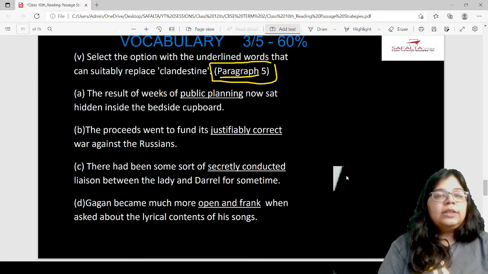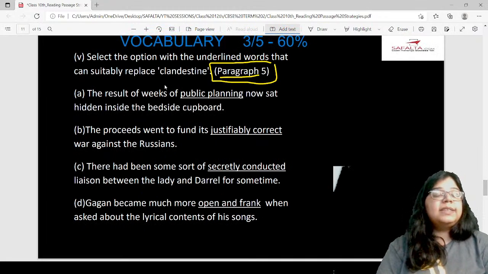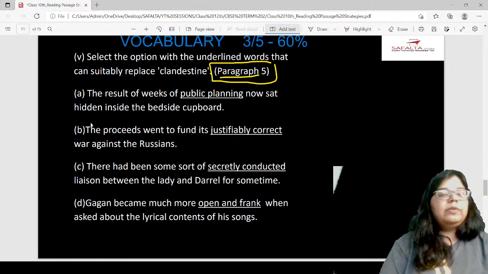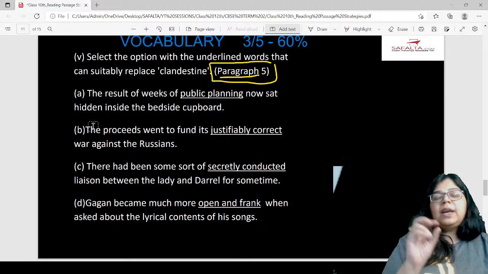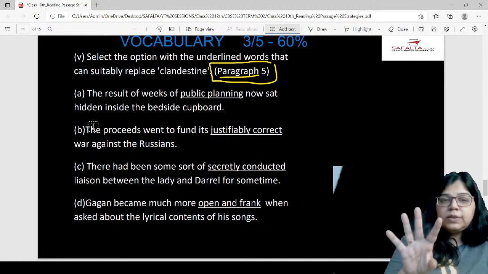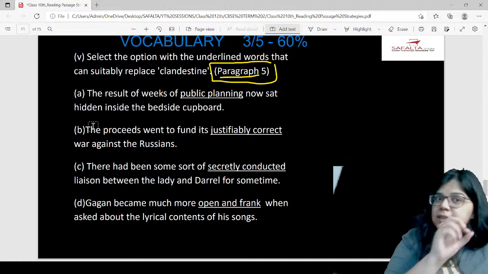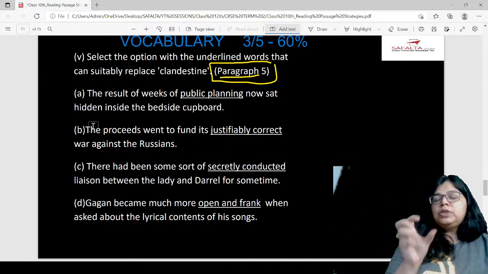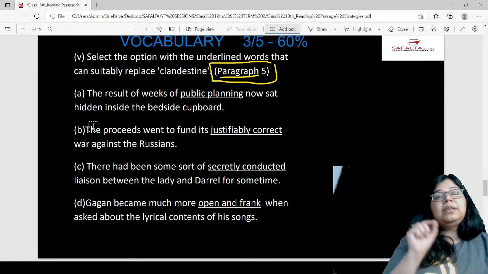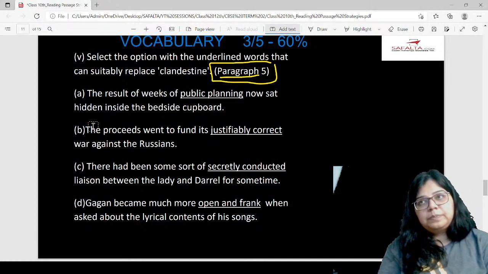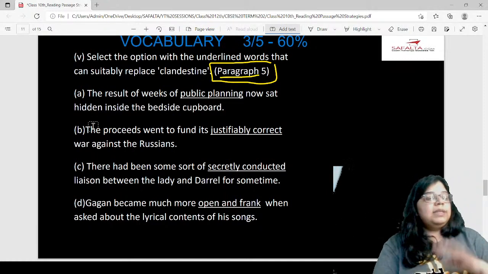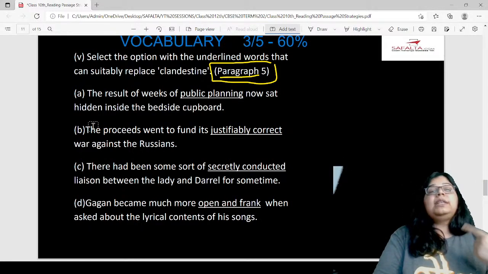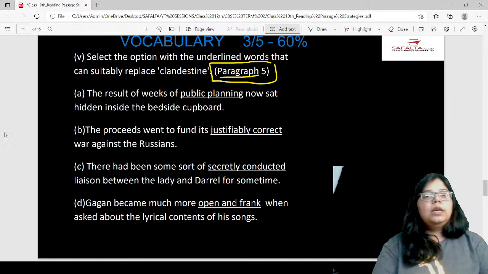Now it says, select the option with the underlined words that can suitably replace clandestine. So what are they saying? They have given me 4 sentences. In the 4 sentences, they have marked some words. They are asking me which of these underlined words can be replaced with clandestine. I hope that is clear. Out of the 4 sentences, which are the words that can be replaced by clandestine? So I will go through it.